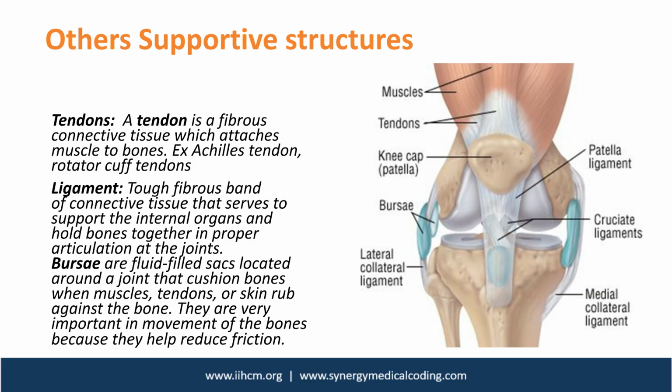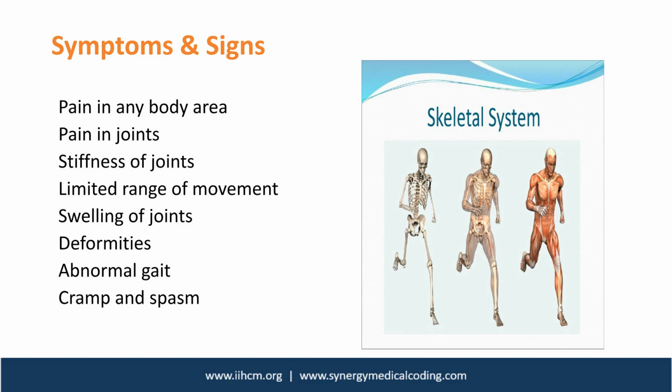Other supportive structures include tendons, which attach muscle to bone, and ligaments, which hold bones together at joints. Bursae are fluid-filled sacs that cushion bones and reduce friction during movement. Symptoms and signs of musculoskeletal issues can include pain in any body area, joint pain, joint stiffness, limited range of movement, joint swelling, deformities, abnormal gait, cramps, and spasms.